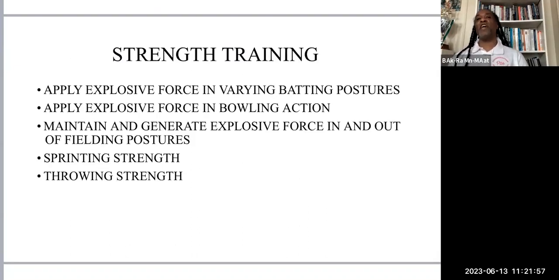What is strength training? It is the ability to apply explosive force in varying batting postures, apply explosive force in bowling action, maintain and generate explosive force in and out of fielding postures, sprinting strength, or the strength required to sprint, and similarly, the strength required to throw hard and accurate repeatedly. So those are the aspects of strength training for cricketers.